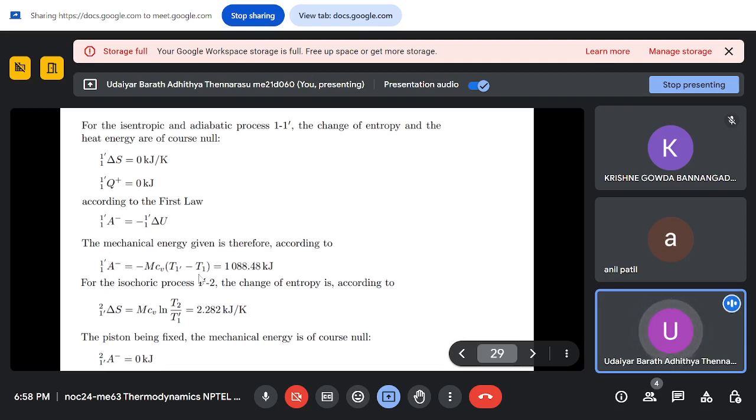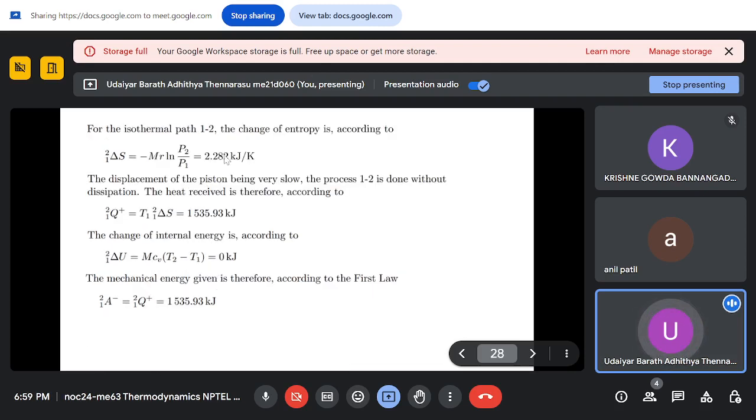Similarly, for process 1 dash to 2, which is an isochoric process, the work done will be 0, since work done is P delta V. The change in entropy is MCV ln T2 by T1 minus CV ln V2 by V1. The second term becomes 0 because the volume is constant. So the entropy change is MCV ln T2 by T1. Substituting the temperatures and the CV value, we find delta S is 2.282 kilojoule per Kelvin.